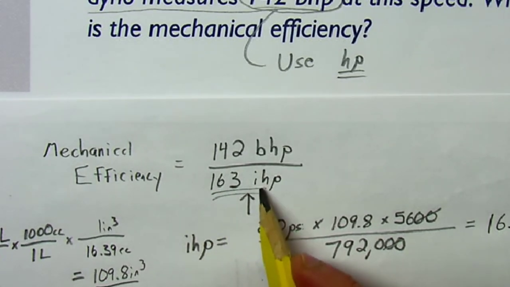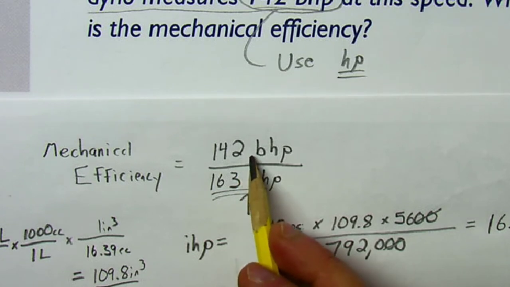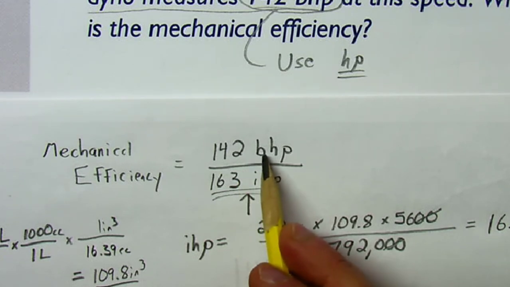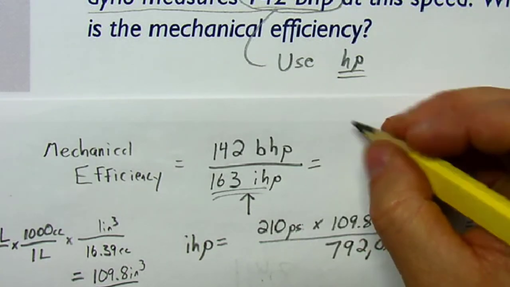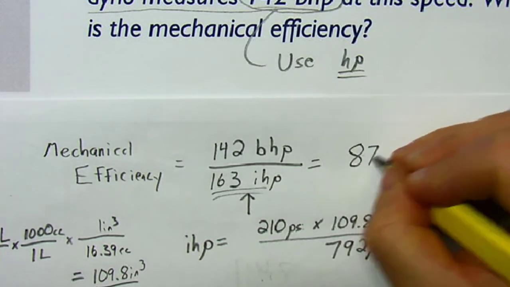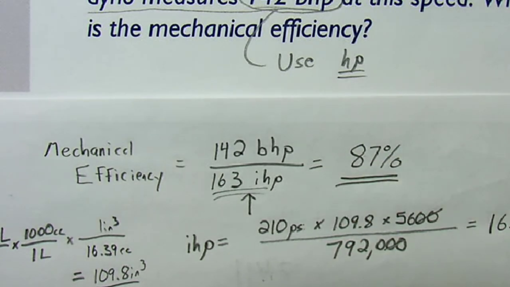That's our indicated. But it actually only makes 142. That's what we measured at the dynamometer. That's our brake horsepower. And 142 divided by 163 turns out to be 87% mechanical efficiency. So the other 13% that we're losing is all going into heat, noise, and friction. It's doing other stuff that allows the engine to run.